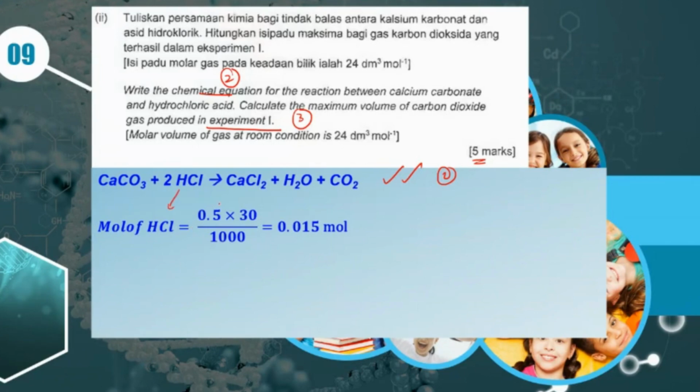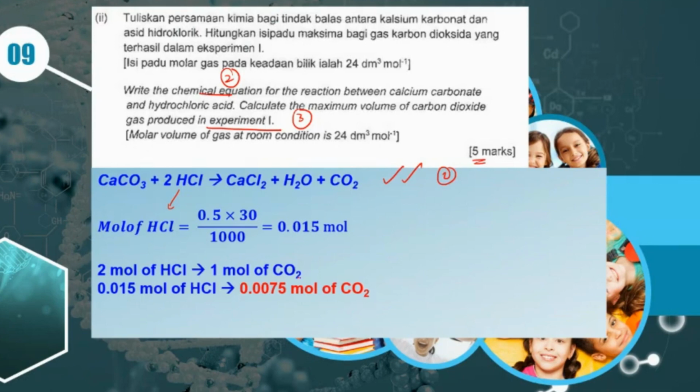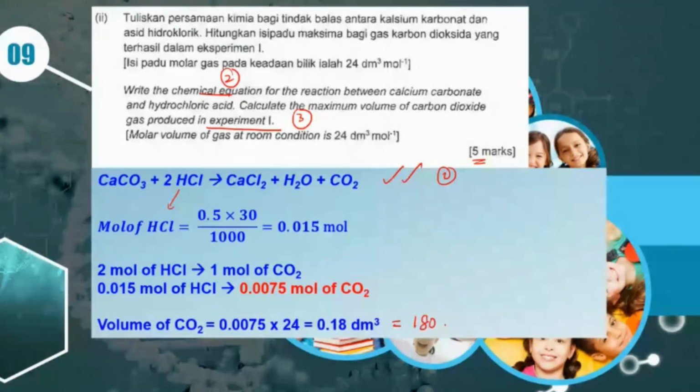Next, don't forget, just now I also mentioned to you, we need to do the mole ratio. 2 mole of hydrochloric acid produce 1 mole of carbon dioxide. So if 0.015, it's 0.0075 mole of carbon dioxide. Then you have the number of mole for carbon dioxide already, so times the molar volume, 24. So 0.18 cubic decimeter. Or if you want to change to cubic centimeter, times 1000, so 180 cubic centimeter. Both can be accepted. So 5 marks. Correct, class?